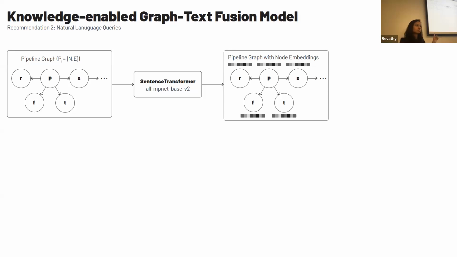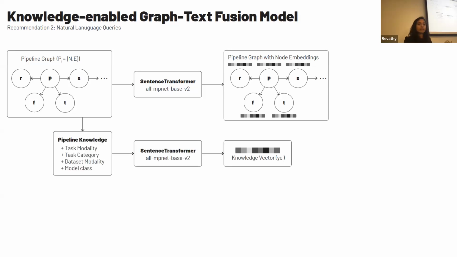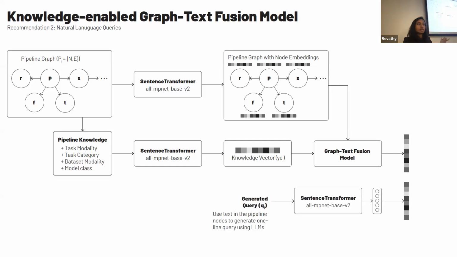So in our case, pretty much the topology of most of the graphs looks very similar. So we need a method that will bring together both the graph topology and elevate the text information. So we came up with a knowledge-enabled graph text fusion model. Given a graph, we generate the embeddings for each of the nodes and extract the knowledge of that pipeline, and use a sentence transformer also to generate the knowledge vector. And we came up with this graph text fusion model.